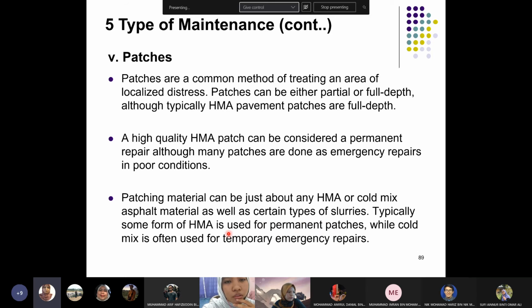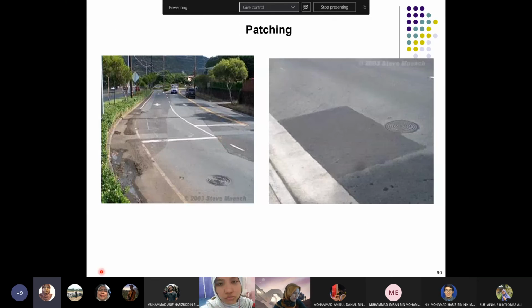Okay, typically some form of hot mix asphalt is used for pavement patches, while cold mix is often used for temporary emergency repairs. So untuk case ni, you tahu yang dalam keadaan hot, dalam keadaan yang panas, dia punya strength tu would be greater compared to in the cold mix asphalt, right? In order to provide instant solution to our pothole. Okay, and we have all those example patching.